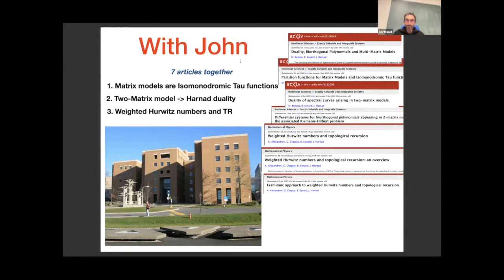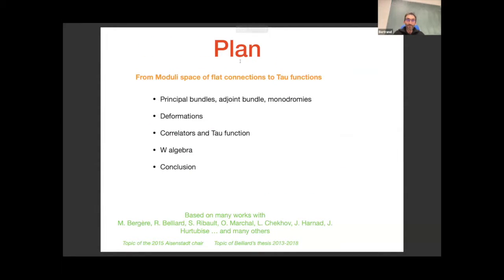Now, let me go to my talk more properly. The plan of my talk: I'm going to talk about a geometric way of considering tau functions, in relation to the moduli space of flat connections on bundles. I will start by introducing bundles, the adjoint bundles, and their monodromies. I will talk about their deformations, the notion of tau function, and for that, the notion of correlators. I will also look at a connection to W algebras and Virasoro algebra, and I will conclude.